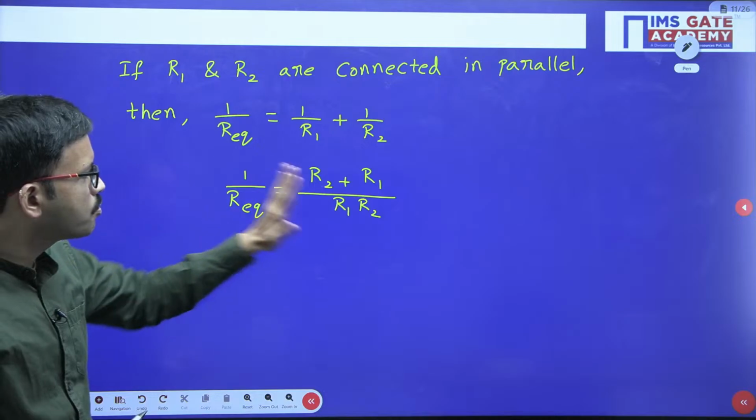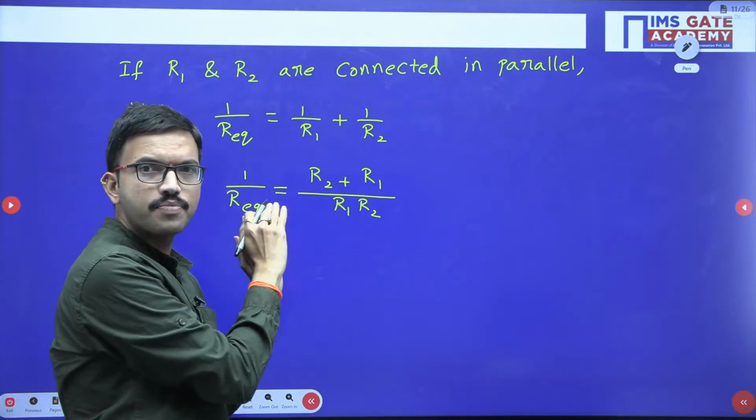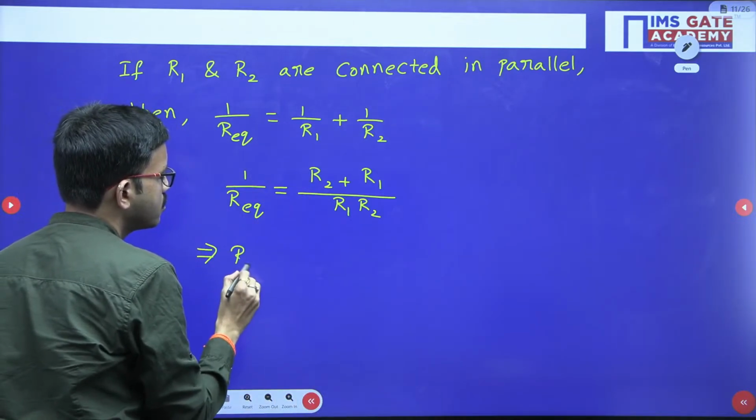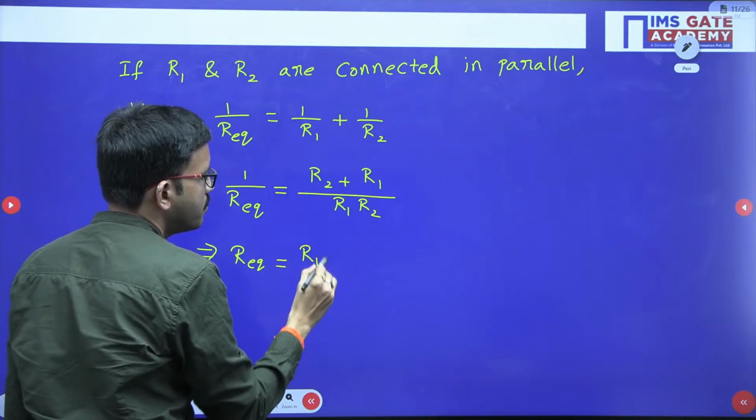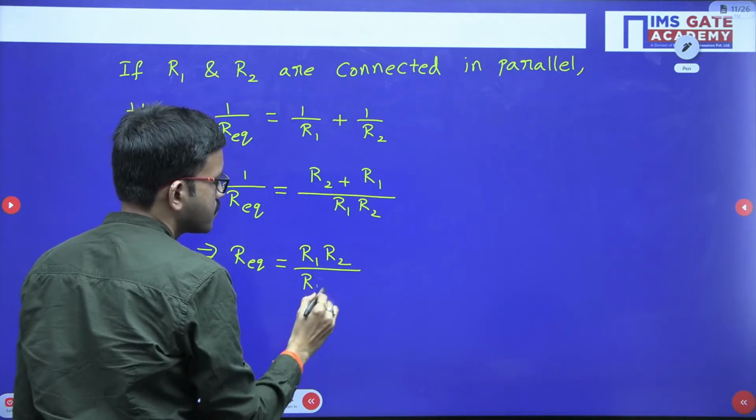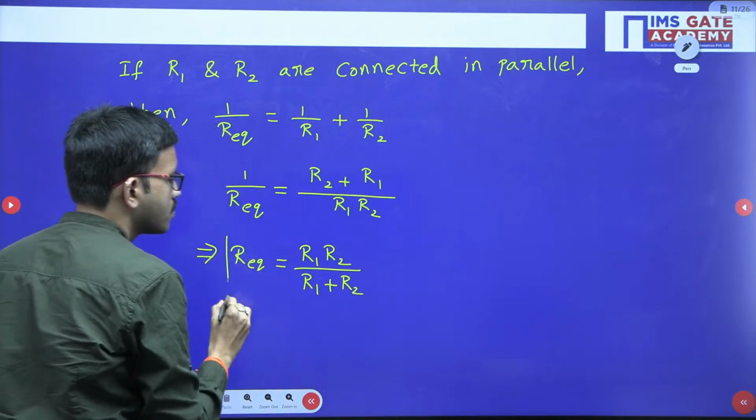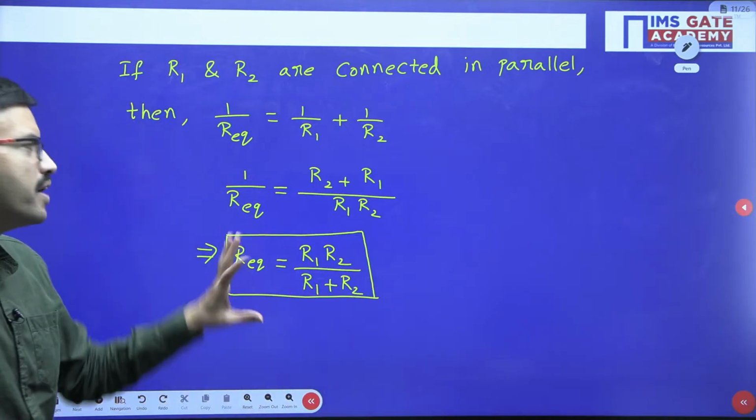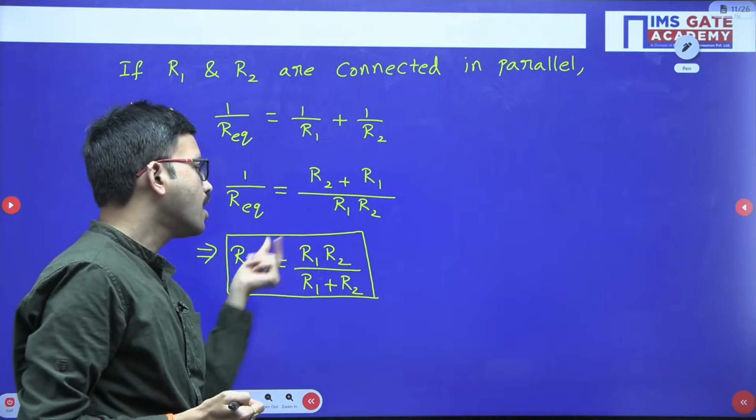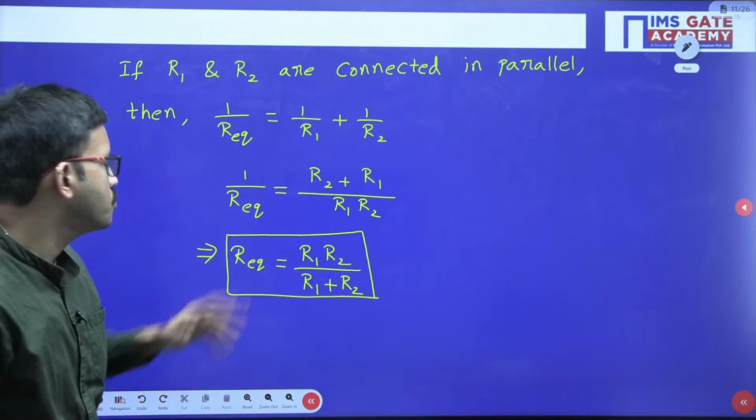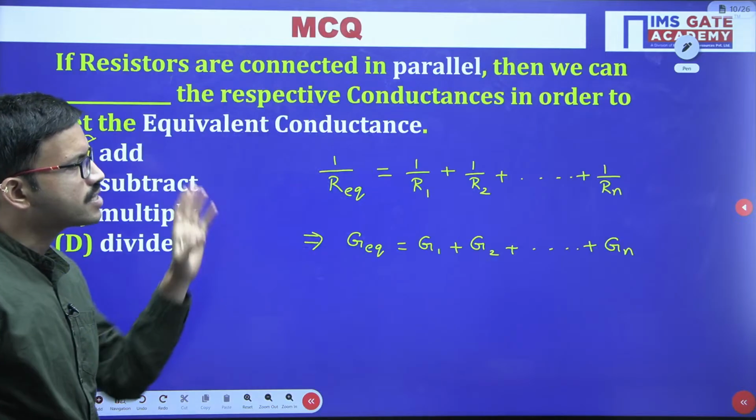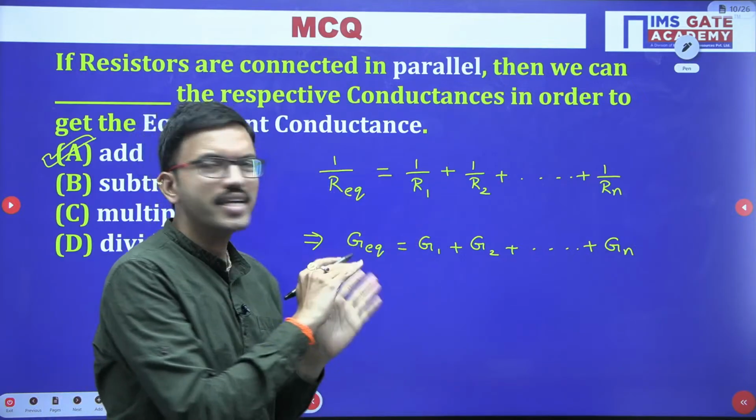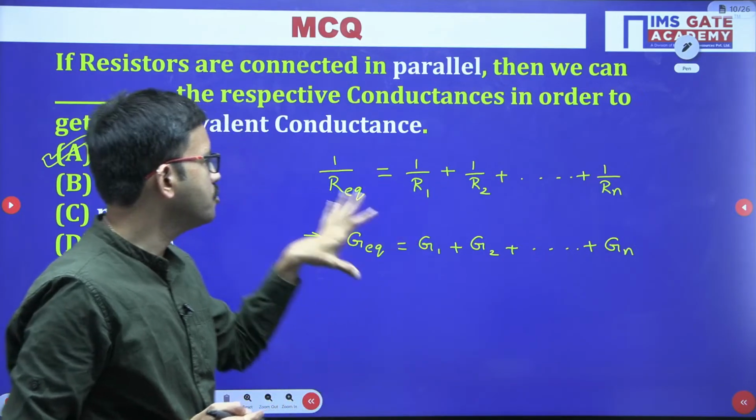From here, on both the right hand side and left hand side, just take the reciprocal. You will get R equivalent equals R1 R2 divided by R1 plus R2. R equivalent equals R1 R2 by R1 plus R2. So based on your convenience, you can use this formula or that formula, especially when you have two resistors. But when you have three or more, you can better use the first formula. After that you can do the corresponding simplification, and then finally find R equivalent.